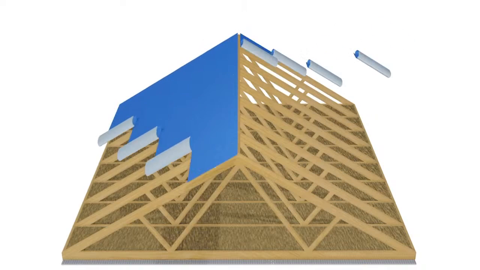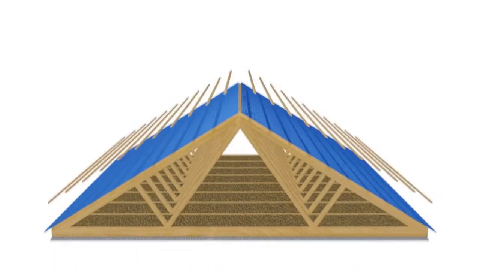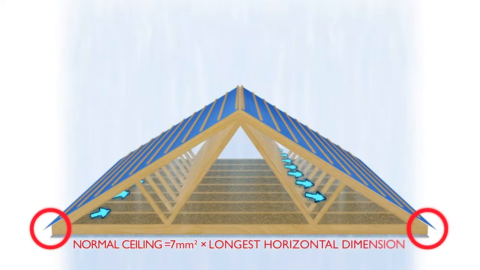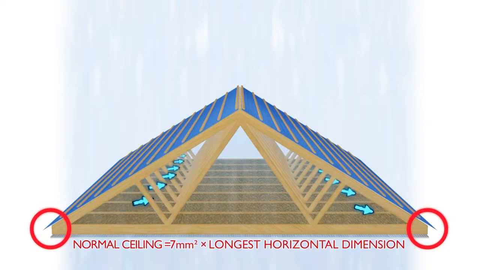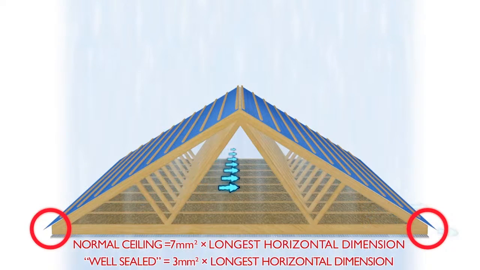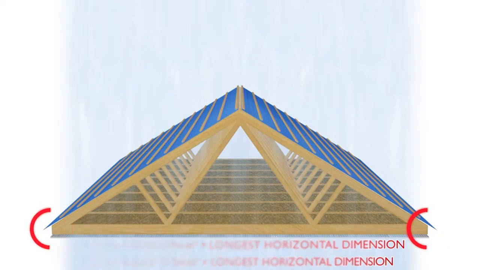If the underlay specified is of an LR type, these requirements can be reduced further depending on the air permeability of the ceiling. A normal ceiling with an air permeability of 300 mm² per m² requires an opening of 7 times the horizontal dimension, whilst a well-sealed ceiling conforming to BS5250 with a permeability not more than 30 mm² per m² can reduce this to 3 times the horizontal dimension.